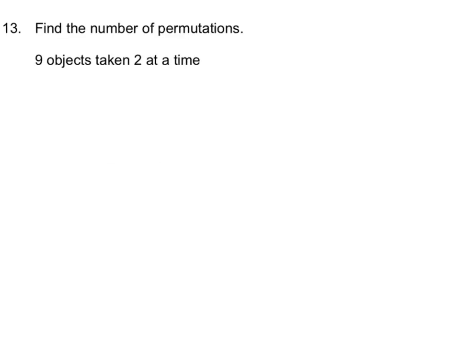Permutations and Combinations Part 2. Find the number of permutations, 9 objects taken 2 at a time. So here we want permutations, and our formula for permutations is P(n, r), and that equals n factorial over n minus r factorial.